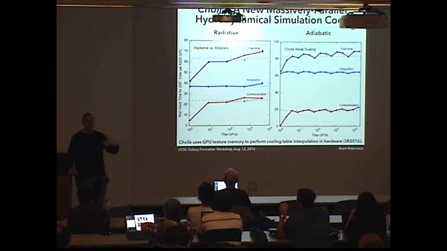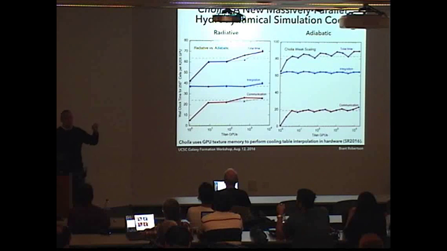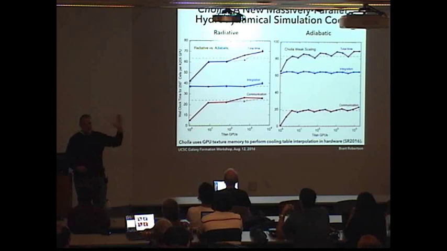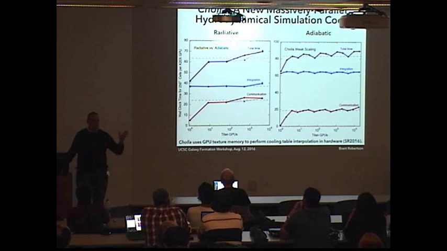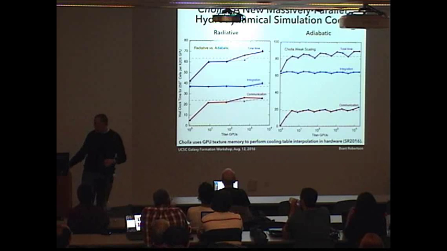So all we had to do was put our cooling tables into texture memory, and then it was basically for free. So we went from radiative cooling dominating our calculations to being essentially a free calculation. And so we can scale the same way that we did before. So all of these calculations are as cheap with radiative cooling as they are with adiabatic cooling.